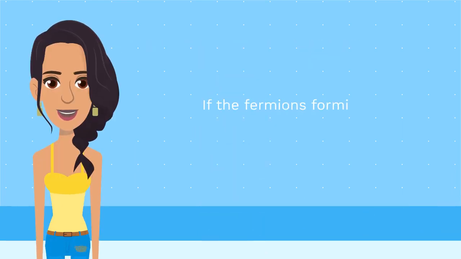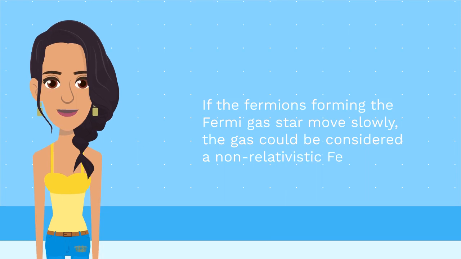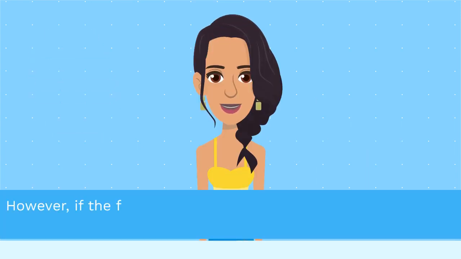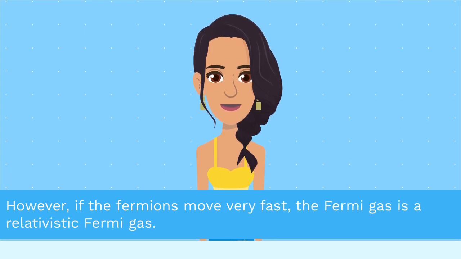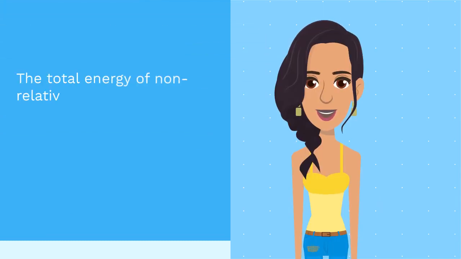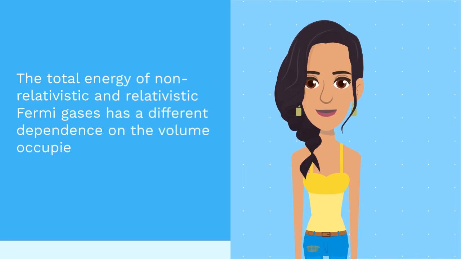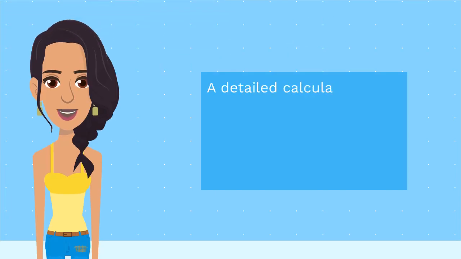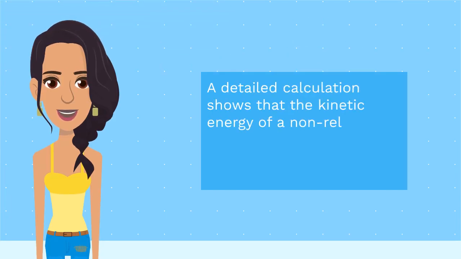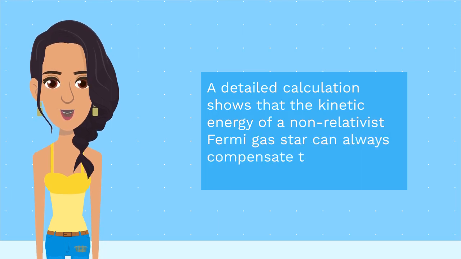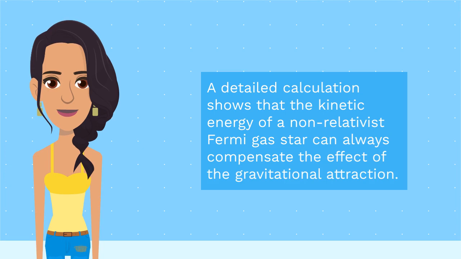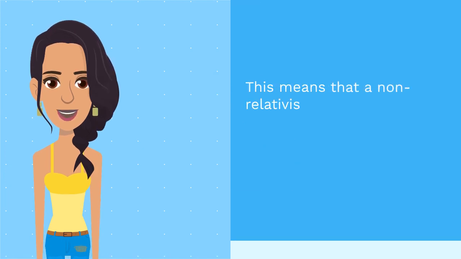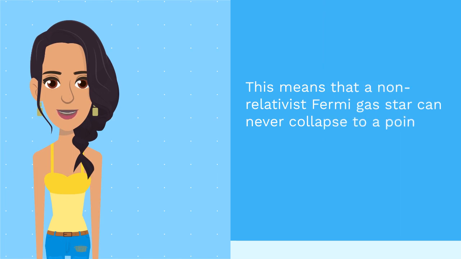If the fermions forming the Fermi gas star move slowly, the gas could be considered a non-relativistic Fermi gas. However, if the fermions move very fast, the Fermi gas is a relativistic Fermi gas. The total energy of non-relativistic and relativistic Fermi gases has a different dependence on the volume occupied by the gas. A detailed calculation shows that the kinetic energy of a non-relativistic Fermi gas star can always compensate the effect of the gravitational attraction. This means that a non-relativistic Fermi gas star can never collapse to a point due to the action of gravity.